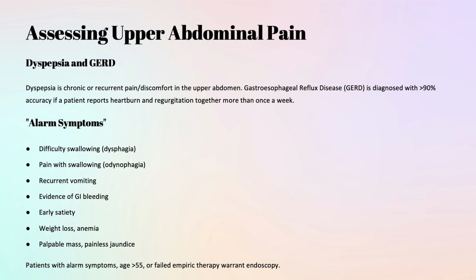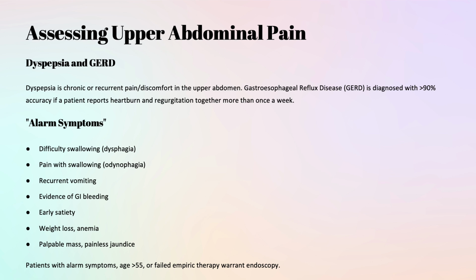So if your patient complains of the following symptoms, then these are localized to the upper abdomen. So the most common causes would be dyspepsia or gastroesophageal reflux disease. Dyspepsia is a relatively vague diagnosis. It's a chronic or recurrent pain or discomfort in the upper abdomen. In contrast, gastroesophageal reflux disease is diagnosed with more than 90% accuracy. The patient reports heartburn and regurgitation together more than once a week. So it's heartburn, meaning the location is not just epigastric, sometimes it moves substernally. So it's sometimes confused with chest pain. While regurgitation is the sensation of something rising up from the abdomen towards the chest.